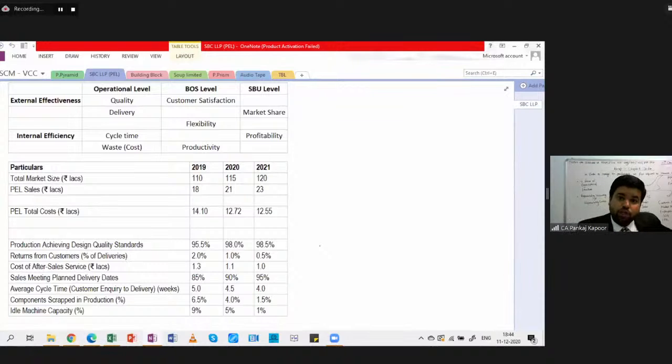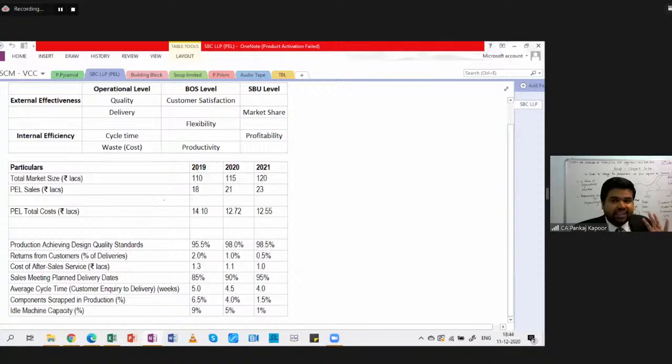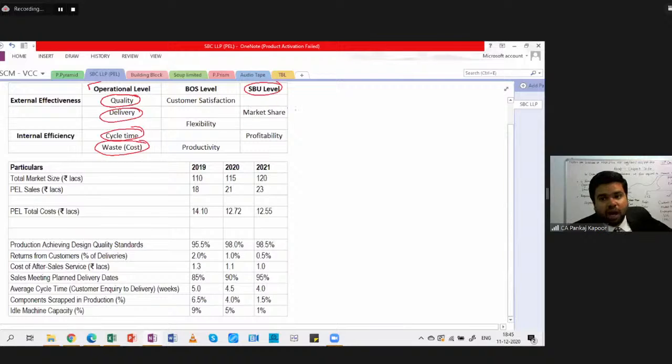Friends, according to the performance pyramid, which we just studied, let me quickly revise again. We can measure the performance at operational level based upon the 4 parameters. What are those parameters? Quality, delivery, cycle time, then waste. But if we need to measure the performance at SBU level, what are the 2 things which can be used? The market share which we are having and the profitability which we are having. Market share becomes the representative of the left hand side, which is nothing but the market, and profitability becomes the representative of the right hand side of the model, which is nothing but the financial perspective or financial performance.